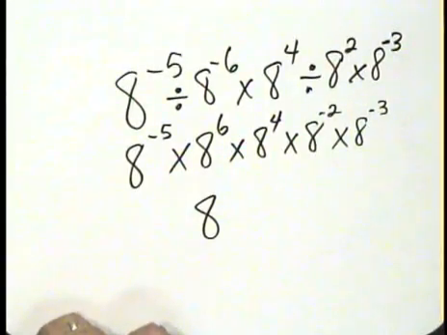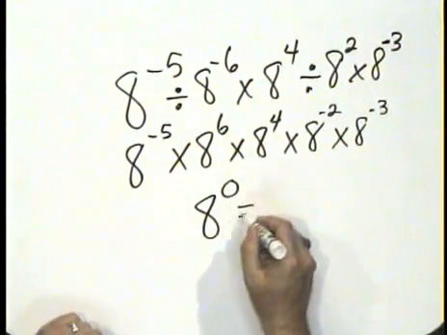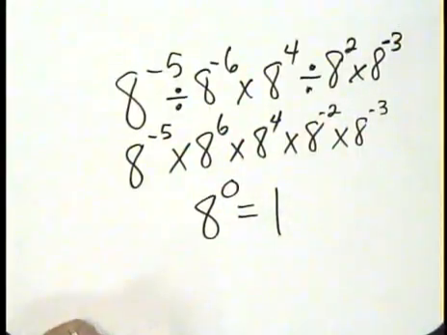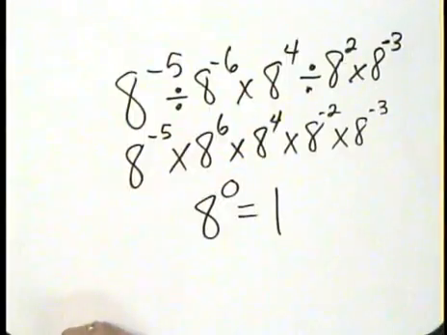Negative 5 plus 6 is positive 1. Positive 1 plus 4 is positive 5. Positive 5 plus negative 2 is 3. And a 3 and a negative 3 is 0. So our answer is 8 to the 0, which of course we know is 1. So it's rather interesting that this fairly complicated problem has a very simple answer, 1.